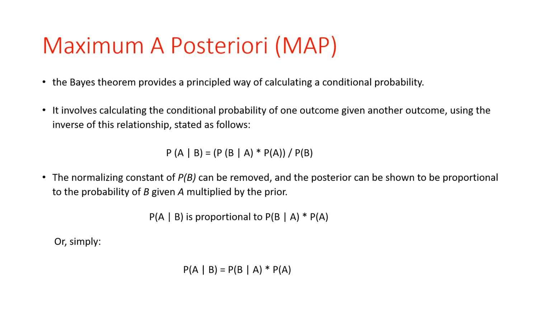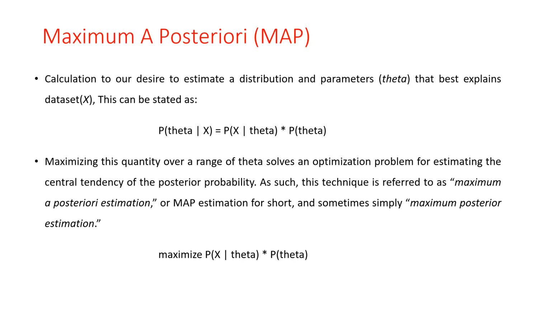So this is a helpful simplification, as we are not interested in estimating the probability, but instead in optimizing a quantity. So a proportional quantity is good enough for this purpose. We can now relate this calculation to our desire to estimate a distribution and parameters theta that best explain dataset X.